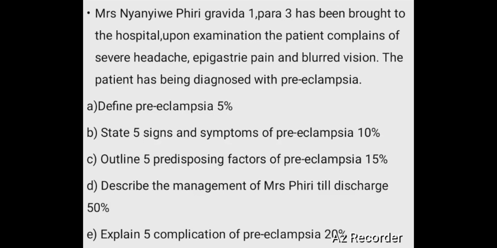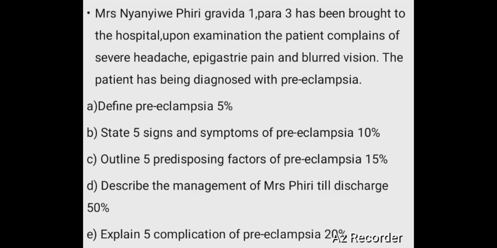So when they say state, you don't only write a sign or symptom, but you also say something about that sign and symptom for you to get the entire 10 marks. Okay, so the 5 signs and symptoms that we can mention here, we can talk of hypertension. So hypertension is due to generalized vasoconstriction that is brought about by the release of oxidates as the result of starving the placenta when there is reduction of blood flow. So that's how hypertension comes in.